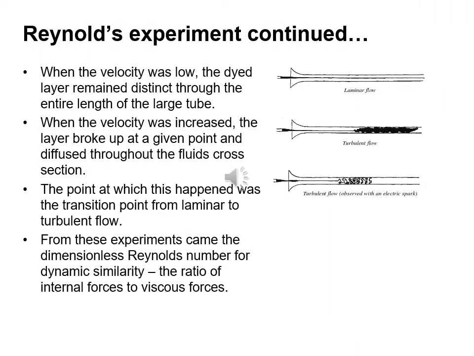So looking more closely at Reynolds' experiment, when the velocity was low, the dyed layer remained distinct through the entire length of the large tube. When the velocity was increased, the layer broke up at a given point and diffused throughout the fluid through its cross-section. The point at which this happened was the transition point from laminar to turbulent flow, and from these experiments came the dimensionless Reynolds number for dynamic similarity, the ratio of inertial forces to viscous forces.